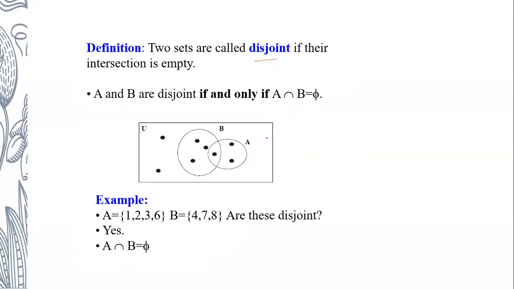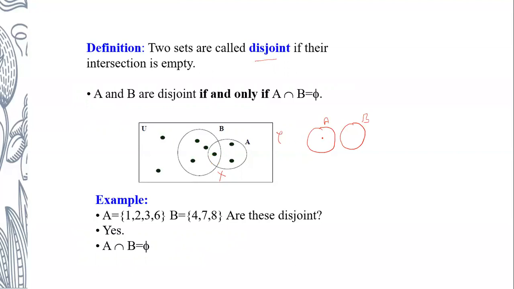Maybe this is not the correct diagram. I'll show that. Suppose this is one set, A or B, and another set is like this. No, they should be like this. Actually this is not common, it should not be like this. There should not be common elements. These two sets are not disjoint.